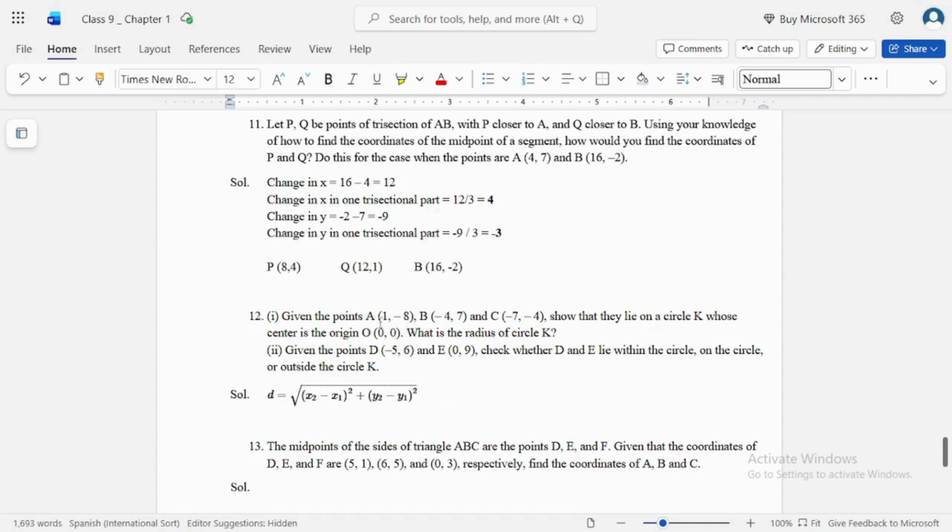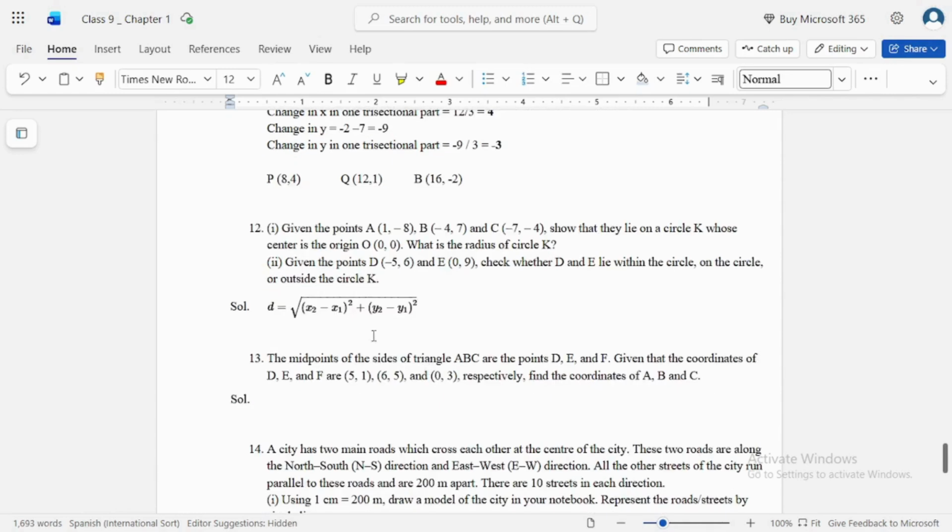Okay, so if we have to show that points A, B, C lie on a circle, they all have equal distance from its origin, right? All will be equal to the radius of the circle. And to find the distance between any two points on the Cartesian plane, this is the formula: square root of (x2 minus x1) square plus (y2 minus y1) square.